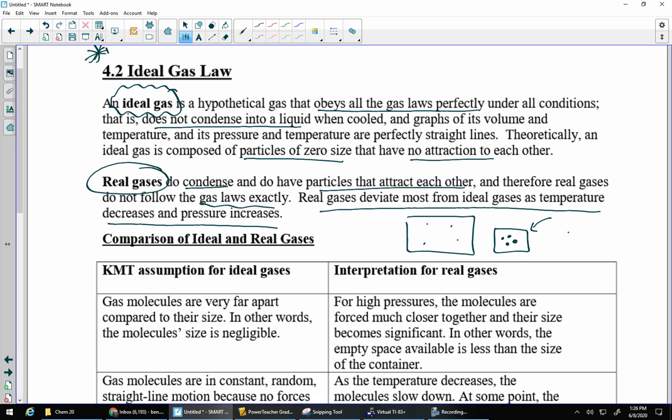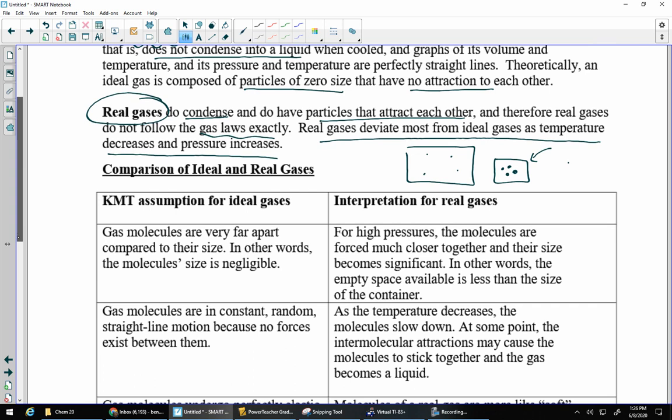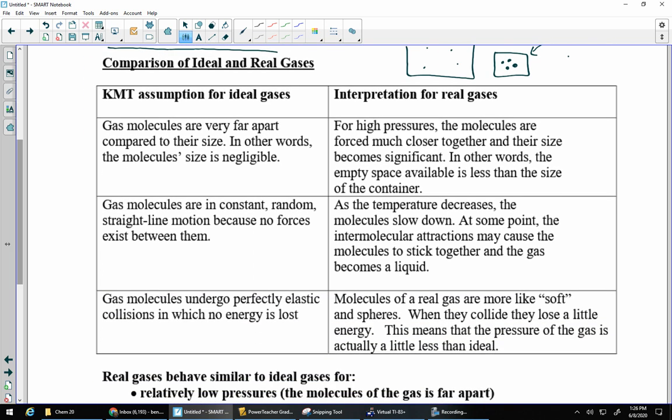But if they're hot and they're under low pressures, they've got lots of energy, they don't interact with each other, they take up a ton of space, oh yeah, they're fine. They're acting like ideal gases. So again, ideal and real gases. So kinetic molecular theory assumptions for ideal gases. So this is what we are assuming as Chem 20 students gases behave as. This is what ideal gases do.